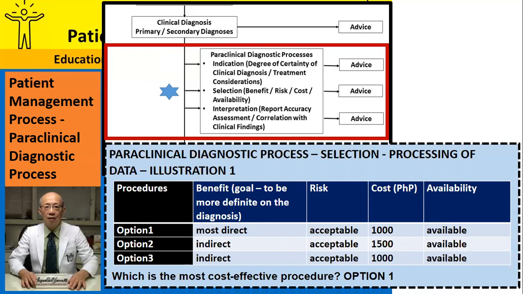Which one is the most cost-effective procedure? Option 1, because it's the most direct and the cost is only 1,000 compared to 1,500.